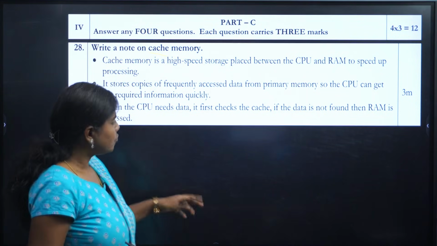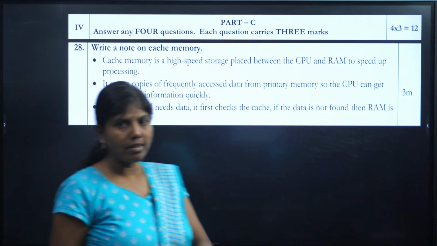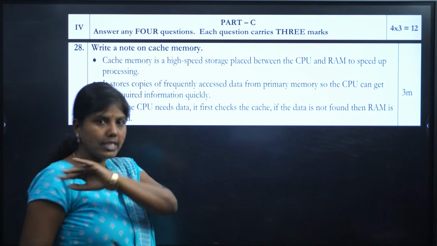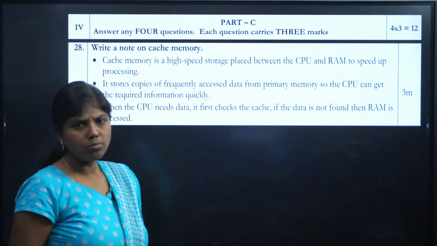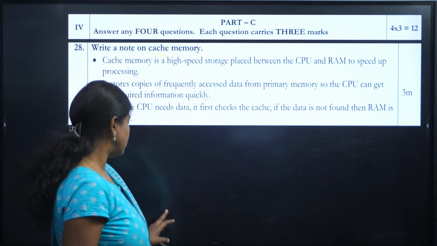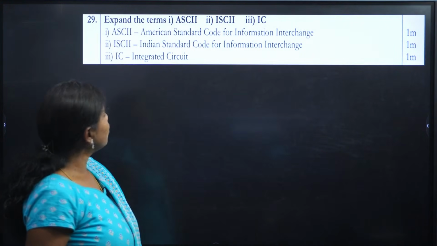Clear? So first is registers, then cache, then RAM, and then of course, finally the SSD, the secondary memory devices. From secondary memory, data has to come through RAM only, then you'll be able to access it. Okay, we'll go for the expansion here.